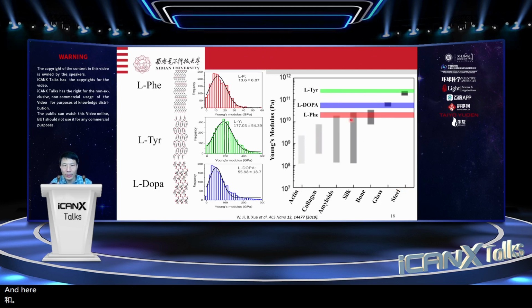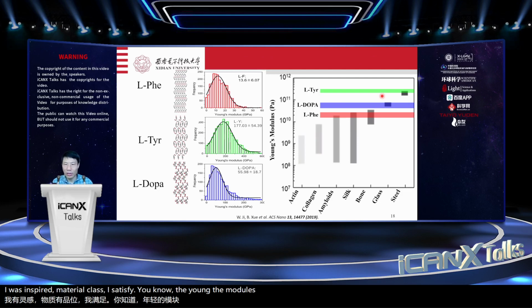And here is the Young's modulus of phenylalanine, dopa, and tyrosine. We can clearly see the tyrosine is very stiff. The Young's modulus is extremely high. It's really surprising because this is a biomaterial. How can this biomaterial have such a high Young's modulus? And so we continue to study the mechanism because of this very surprising property.